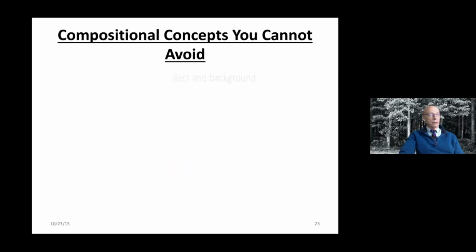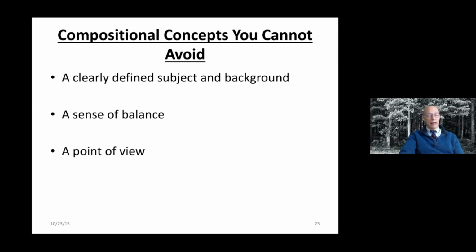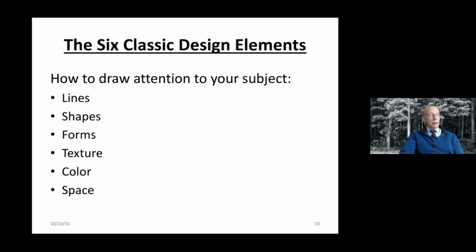Compositional elements you can't avoid: a clearly defined subject and background, a sense of balance, using a point of view to get what you want, and a degree of simplicity. Six classic design elements: lines, shapes, forms, textures, color, and space. We just spent the time on one, line, and you can see how much you need courses on each one of these, really.